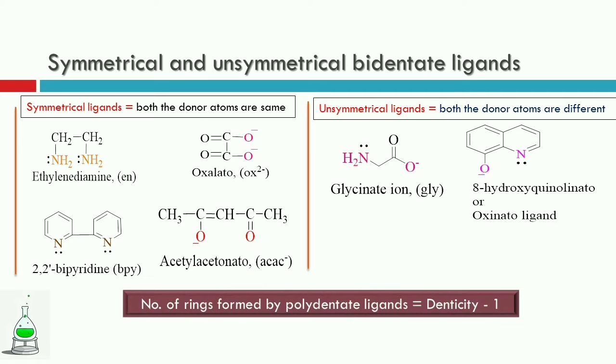Now these bidentate ligands form rings with the central metal atom. The question is how to find the number of rings formed by these bidentate ligands. It is very simple. We just have to subtract 1 from its denticity. For example, ethylene diamine has 2 donor atoms, so its denticity is 2. So 2 minus 1 is 1. So ethylene diamine forms only one ring with the central metal ion.